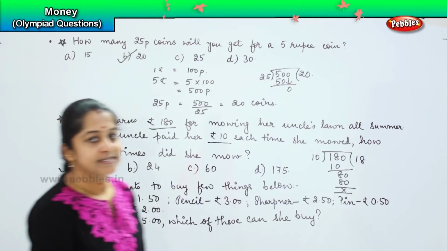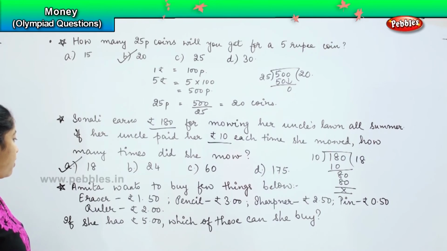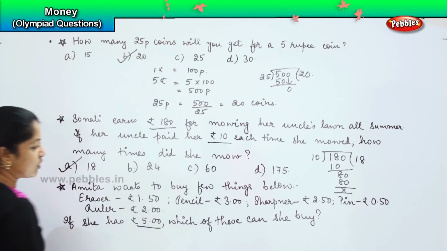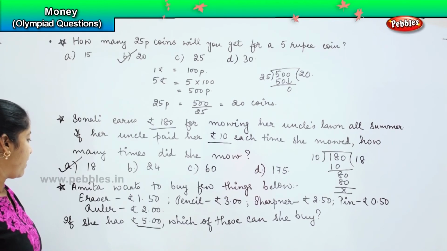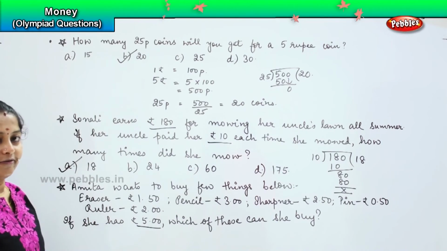Okay. So it is a tricky question. You don't have any options here. So Amita wants to buy a few things. So the cost is given for each and everything. Now this girl is having only 5 rupees with her. So which of these things can she buy? So what we have to do is calculate which items will come under 5 rupees.